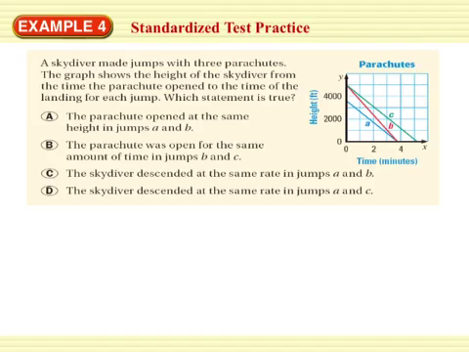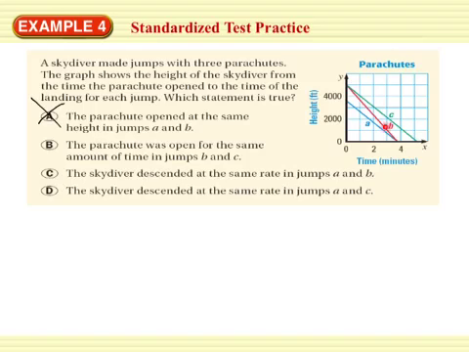All right, so statement A, the parachute opened at the same height in jumps A and B. A and B. Okay, the height for B was over 4,000. The height for A was less than 4,000, so that is definitely not true.